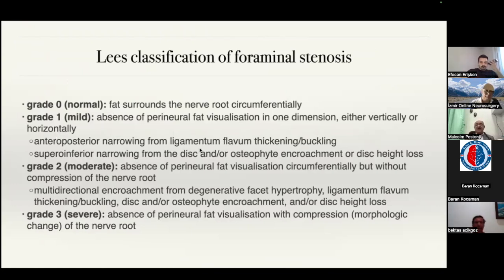Usually, you see the anterior posterior narrowing of the flavum and the superior inferior narrowing because from disc or osteophytic encroachment or disc loss. In grade 2, you see perineural fat visualization circumferentially. No fat around the root, but the root is intact. And in grade 3, there is absence of perineural fat visualization, but there is a morphological change. The root appears like a bean. So it's going to undergo a morphological change.